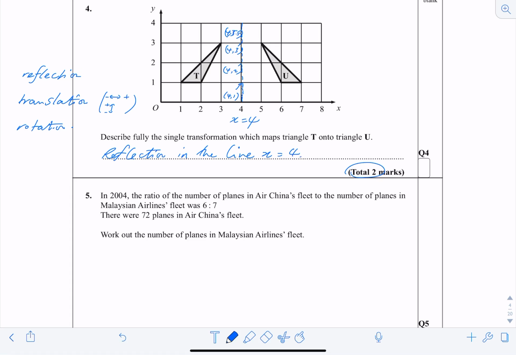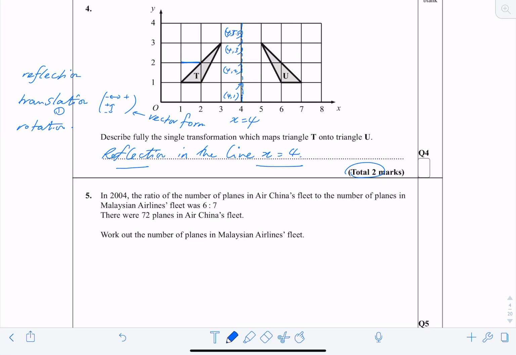That's where the 2 marks come from. You get 1 for reflection, 1 for whatever line it's in. For translation, you get 1 mark for saying what translation it is, and then it's usually either 1 or 2 other marks, because you have to give the amount that it's been moved by, and you have to give it in vector form.